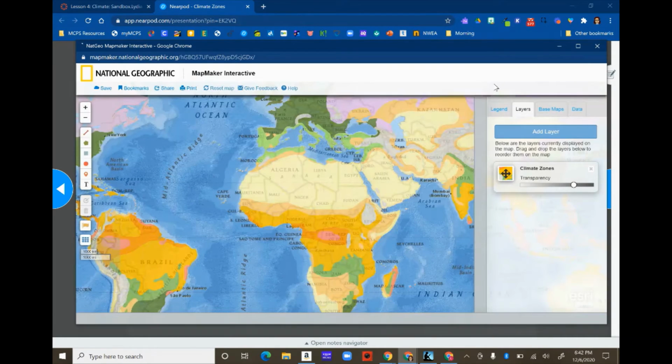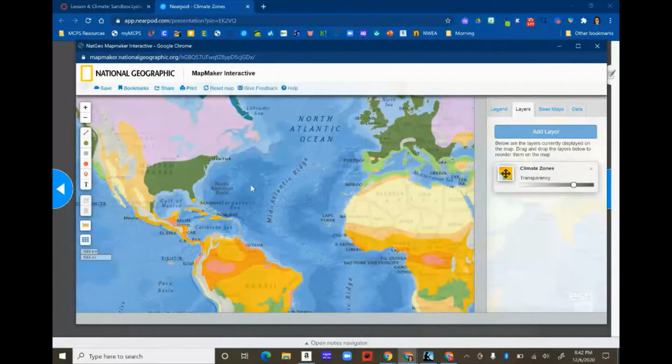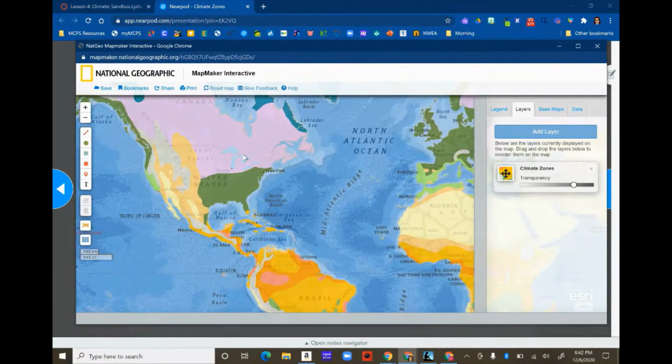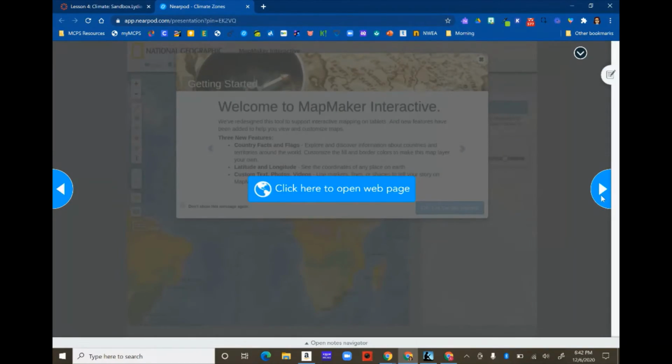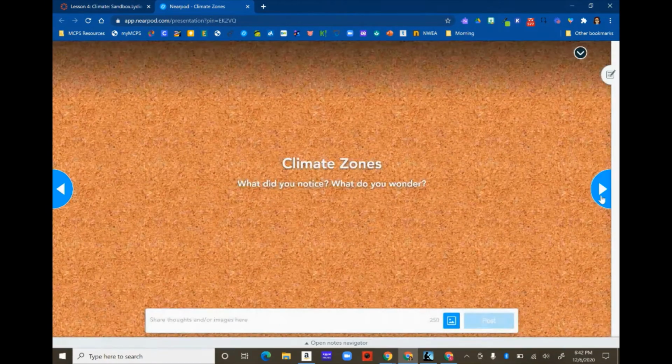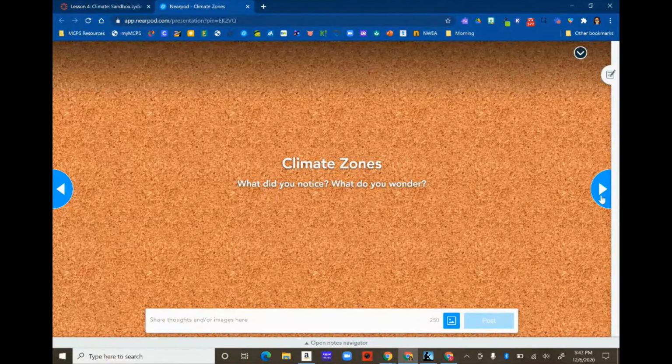And this is a map from National Geographic. So again, they can manipulate this map. They can increase or decrease the transparency. So for this part of the lesson, they're just exploring. And then on the next slide, they would write their notices and wonders, and they would be able to see their peers' responses.